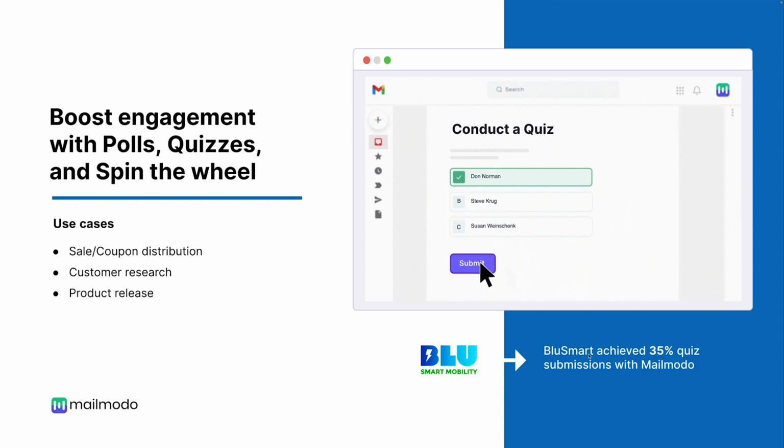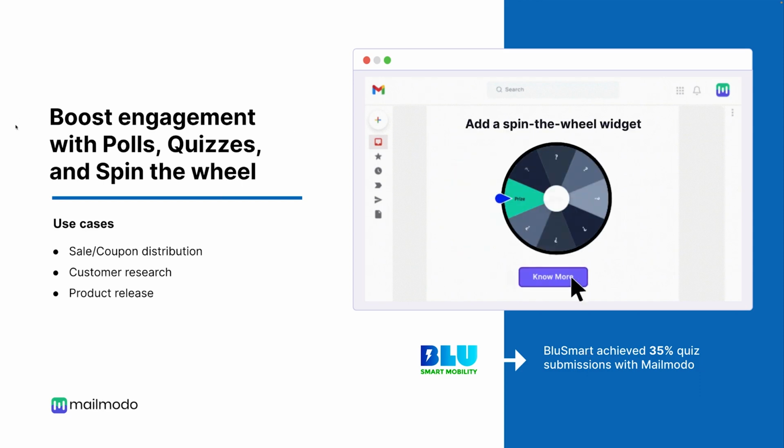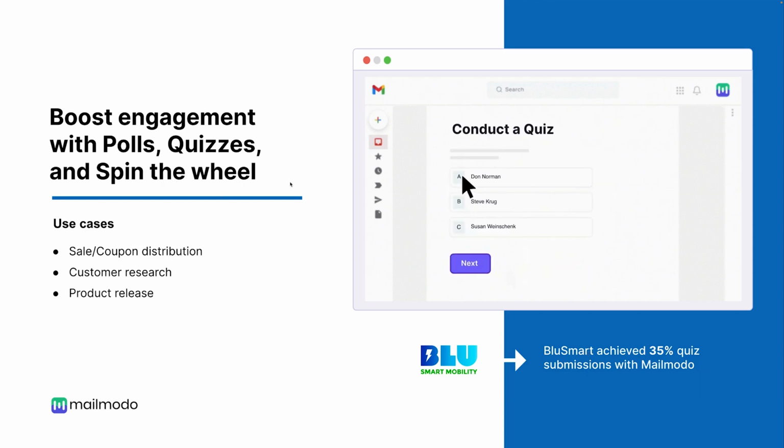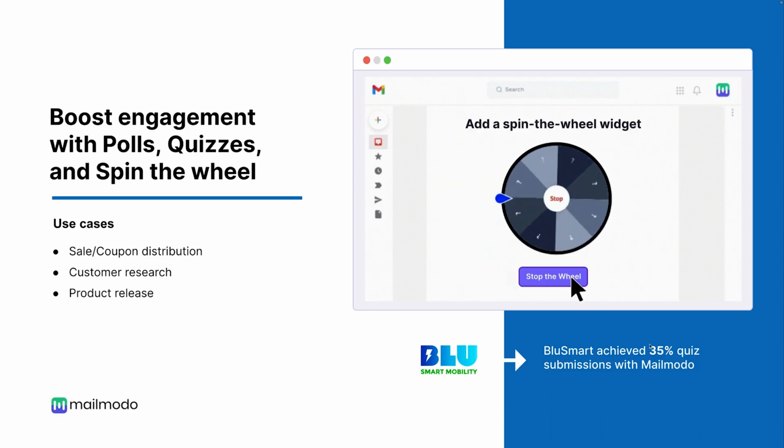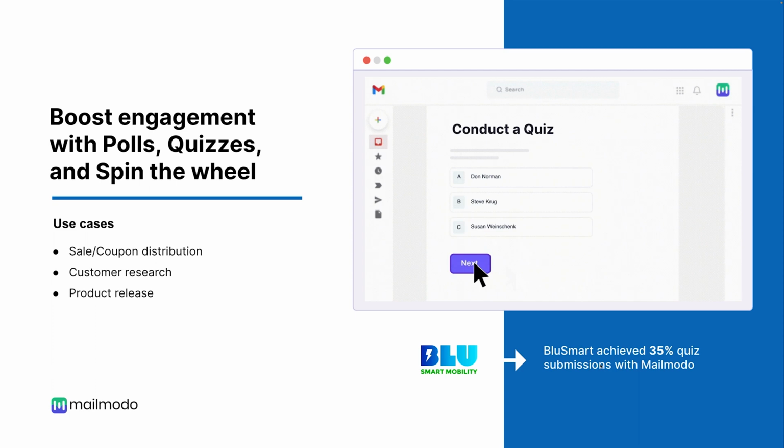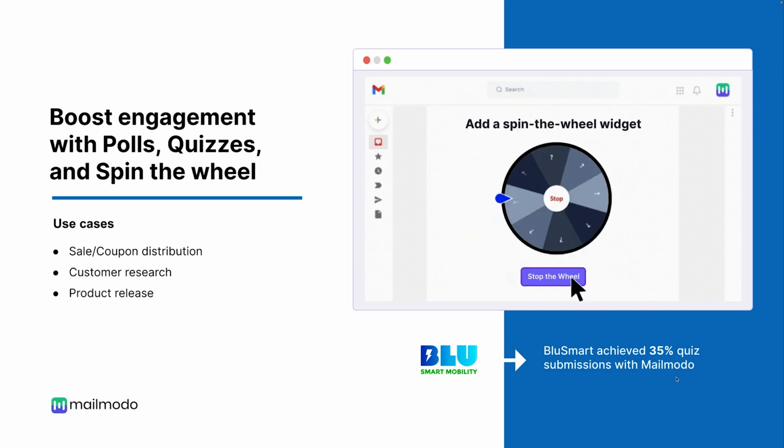Let's look at a few more examples. You know I'm a fan of these, boosting engagement with polls, quizzes, spin the wheel. Okay, that might be my favorite one. Blue Smart Mobility achieved 35% quiz submissions with Mailmodo. That is a seriously high number for quiz submissions, and I'm not surprised because it's easy and it's fun.